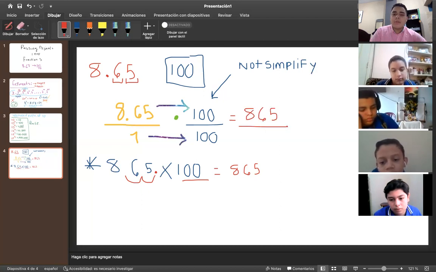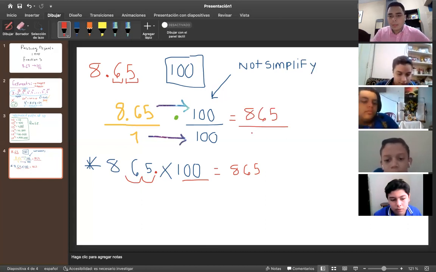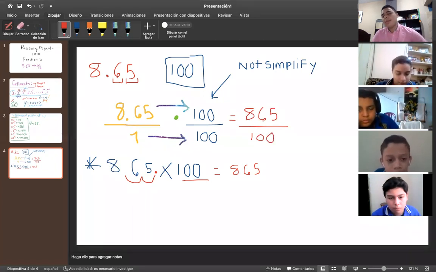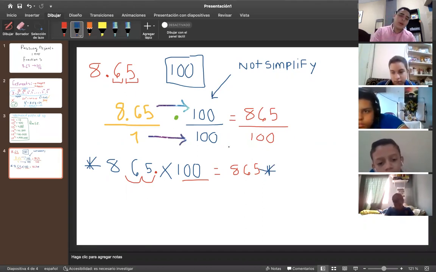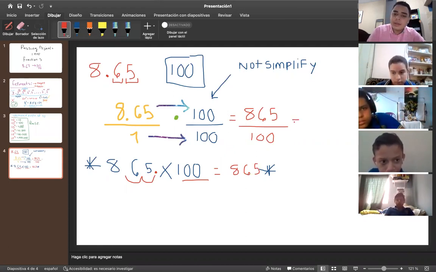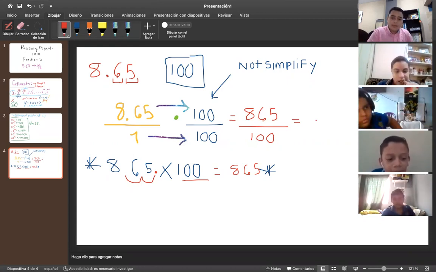865 over how much is 100 times 1? 100. Yes, remember that everything multiplied times 1 is going to be the same. In this case, 100 times 1 is going to be 100. Now, can we simplify this fraction, guys? 865 over 100. Can we simplify that fraction? Yes. How? By 5. By 5, yes.